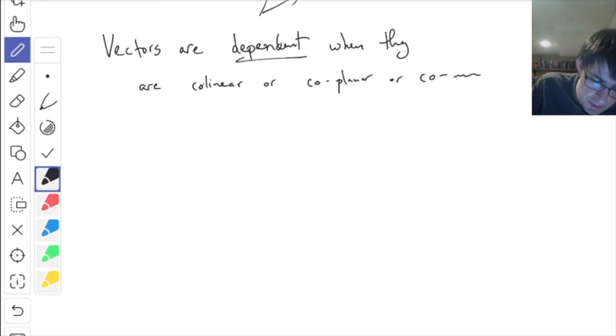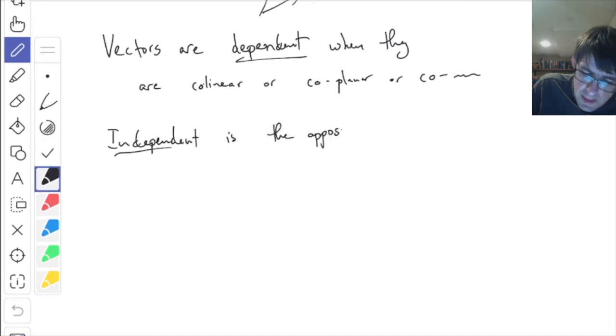Anyway, independent is the opposite of that. That is to say, maybe you have two vectors and they do not lie in the same line, or three vectors and they do not all lie in the same plane, and so on. All right. When it comes down to actually calculating these, like I give you some vectors and you have to tell me if they're dependent or independent, this is definitely something you want to know how to do.